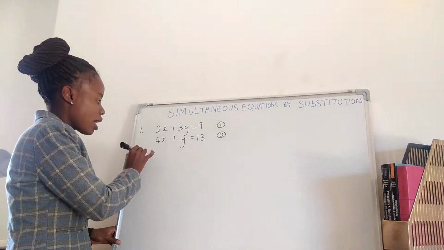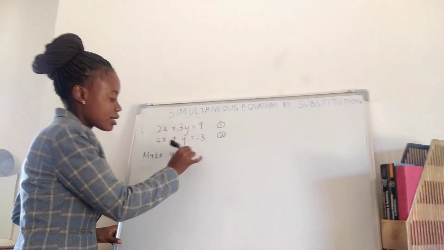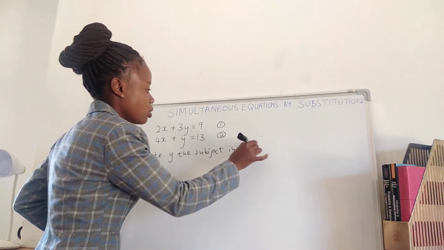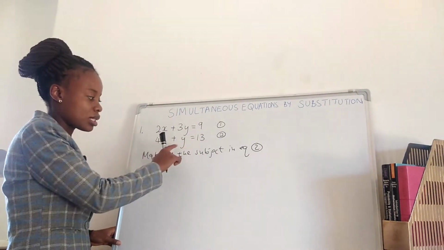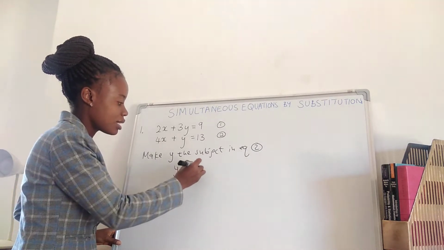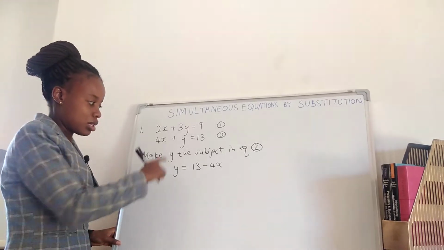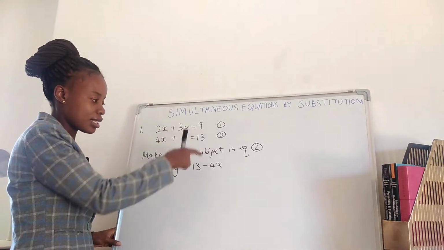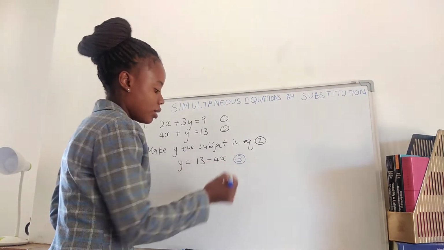So here we are going to make y the subject in equation 2, okay? So we're going to take 4x to the other side so that y can be alone. So we have y equals 13 minus 4x, okay? This is the first step: make y the subject, then take 4x to this side. It will be like this. Let's call it equation 3, okay?